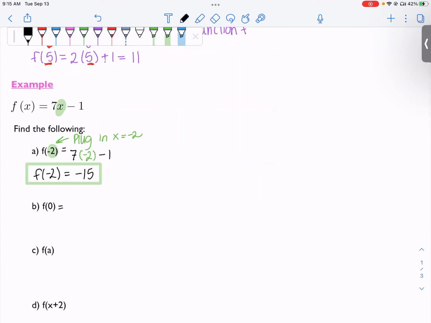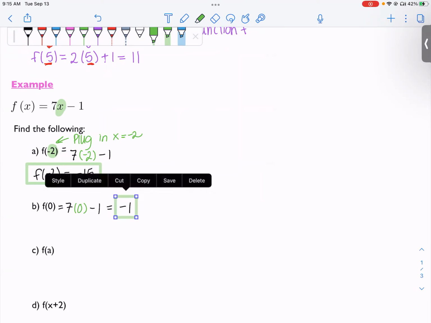For f of 0, plugging in 0 for x. So this is 2 times 0 minus 1. It's -1. F of 0 is -1. And I could write it that way. I'm going to be lazy and just write -1. But we could write f of 0 is equal to -1.